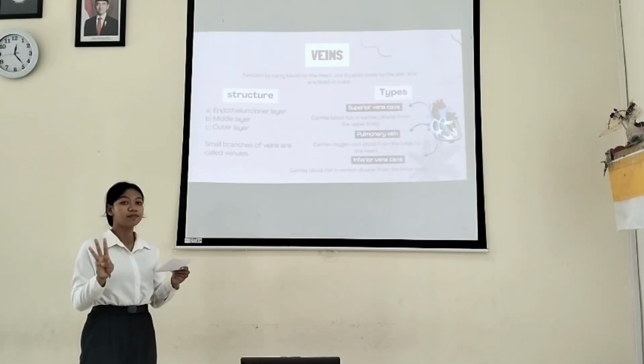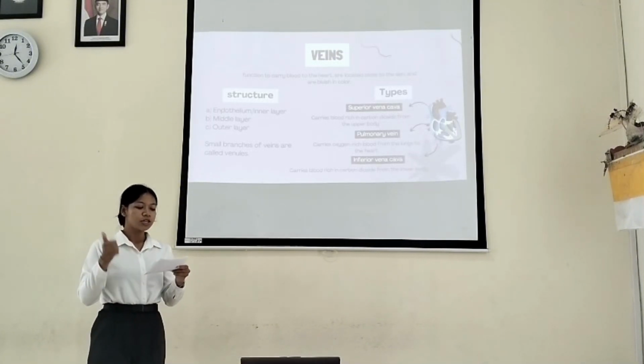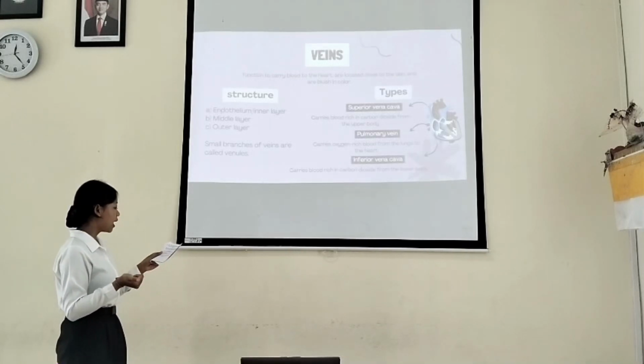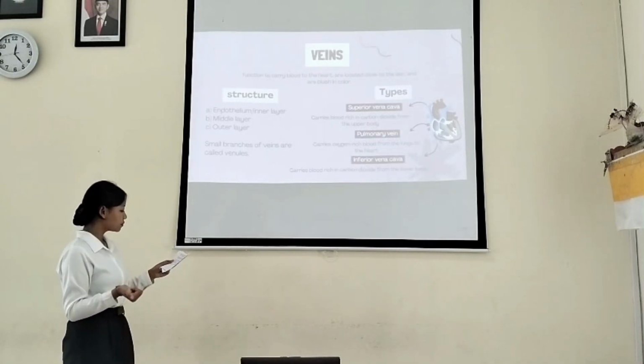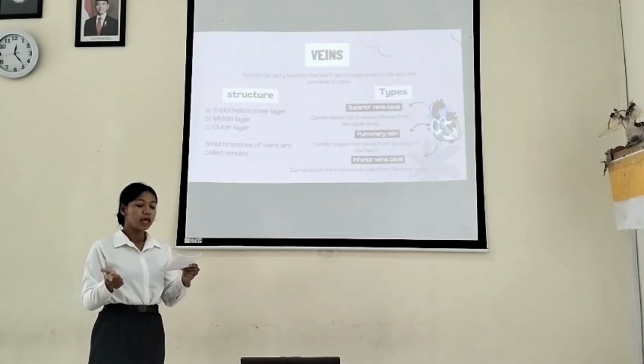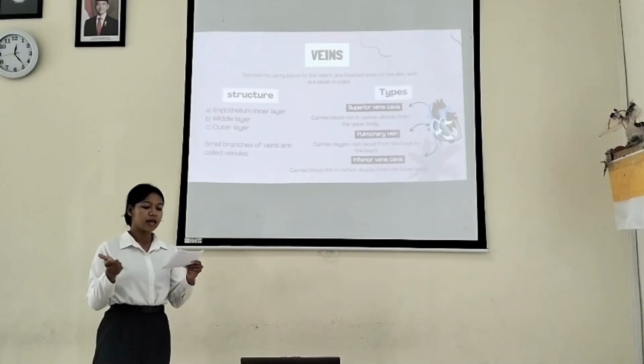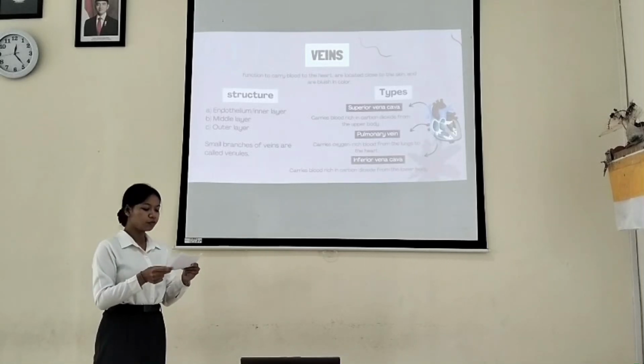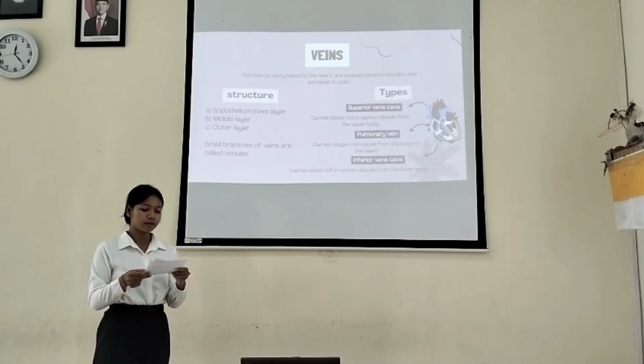There are 3 types of veins, including superior vena cava, carries blood rich in carbon dioxide from the upper body. 2 is pulmonary vein, carries oxygen-rich blood from the lungs to the heart. And the 3 is the inferior vena cava, carries blood rich in carbon dioxide from the lower body.